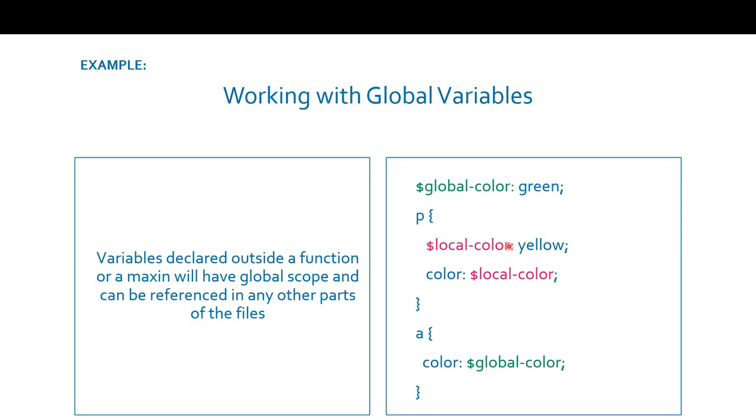In this case, I've defined a local color here. I can only access this local color within this P object. I can't access the color here, but I've defined this one globally, so I can access it within this object and within this object. So I think that is basically the explanation.